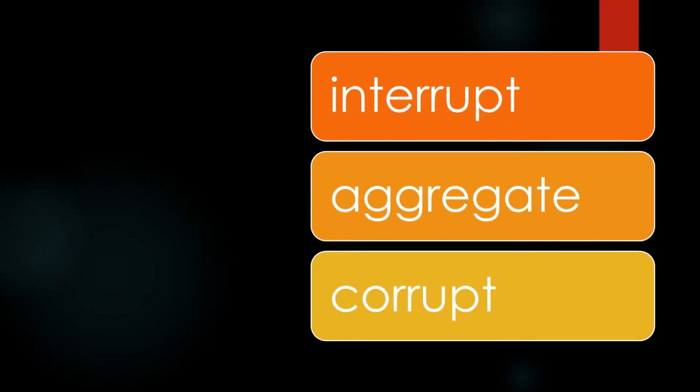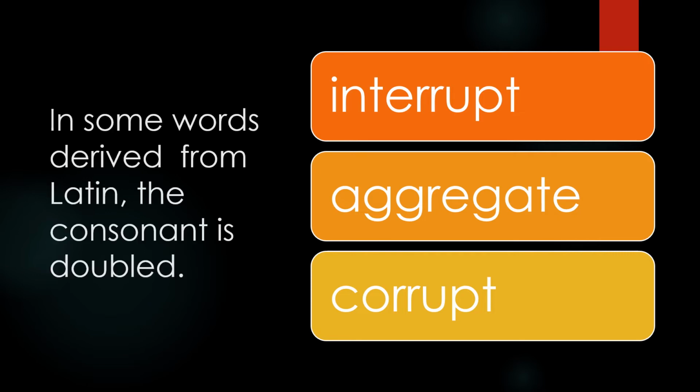All right, interrupt, aggregate, corrupt. What's the pattern here? What's the spelling pattern? In some words derived from Latin, the consonant is doubled. And it's interesting because sometimes you're not sure how to spell a word, whether that consonant is doubled.